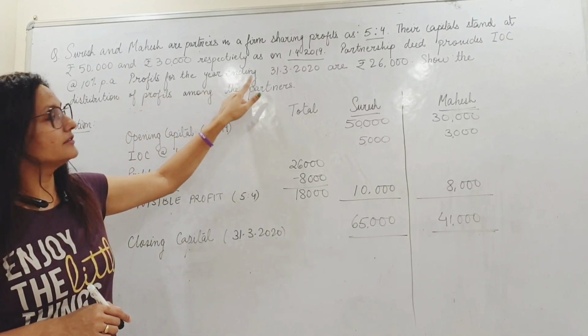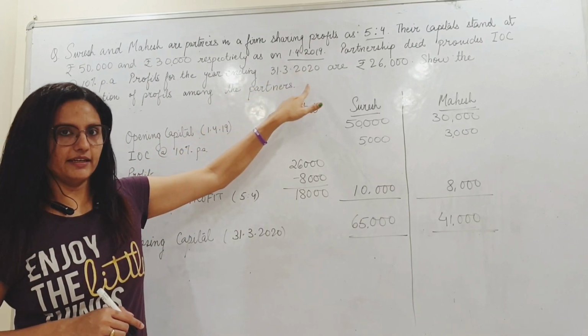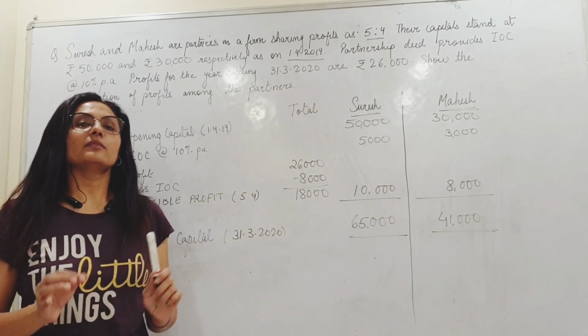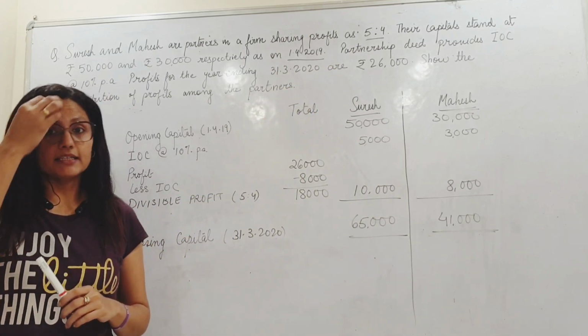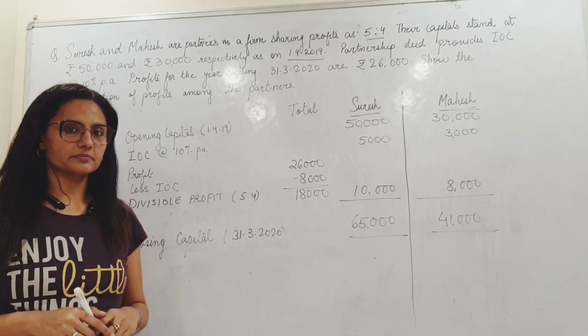Profits for the year ended 31st March 2020. एक साल बाद एंडिंग का डेट दिया 31st March. Those are 26,000. तो इस साल प्रॉफिट हुआ है. So we might give interest on capital. Show the distribution of profit.